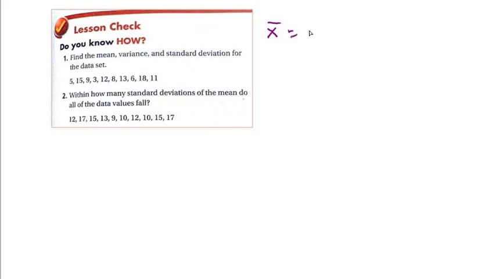The mean is 10. The variance is 19.8. And sigma, or the standard deviation, is 4.45, which is the square root of this number.